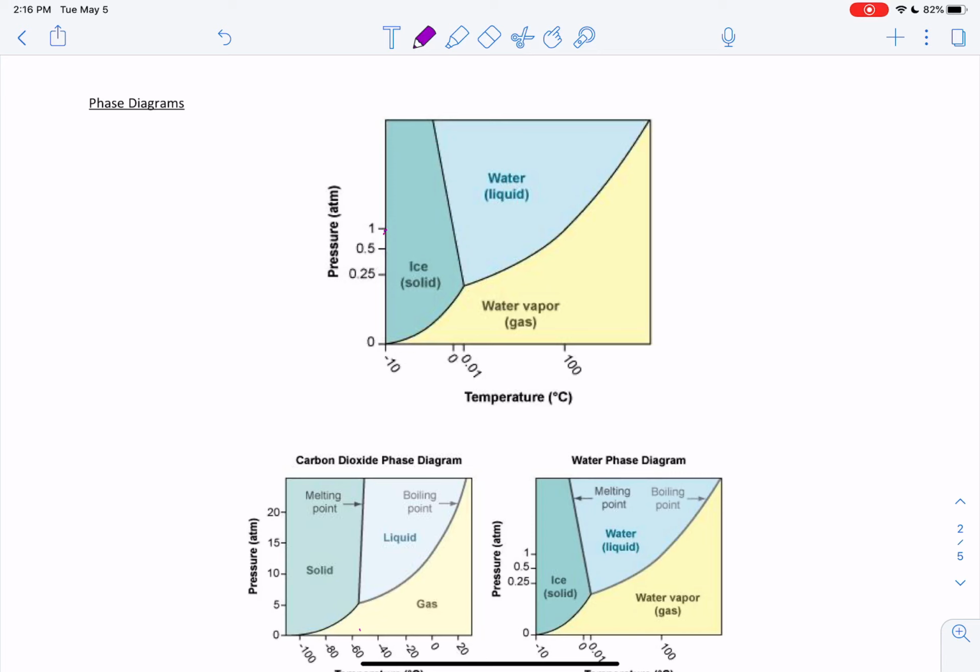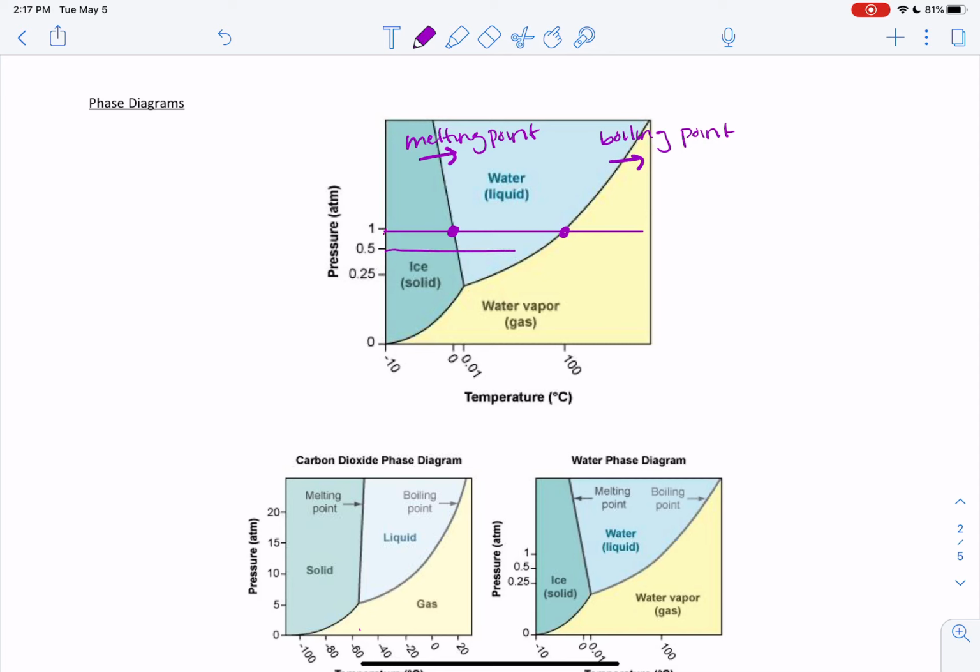Now, I want you to notice some things here. If we have 1 atmosphere of pressure, this is the point where it goes from solid to liquid. And when we have something solid and it goes to a liquid, we call that the melting point. It's the temperature at which it melts. And then here, where we cross from liquid into gas, when something goes from liquid to gas, that's evaporating, and we call that the boiling point. Okay, so this is the melting point of water, and this is the boiling point for 1 atmosphere.